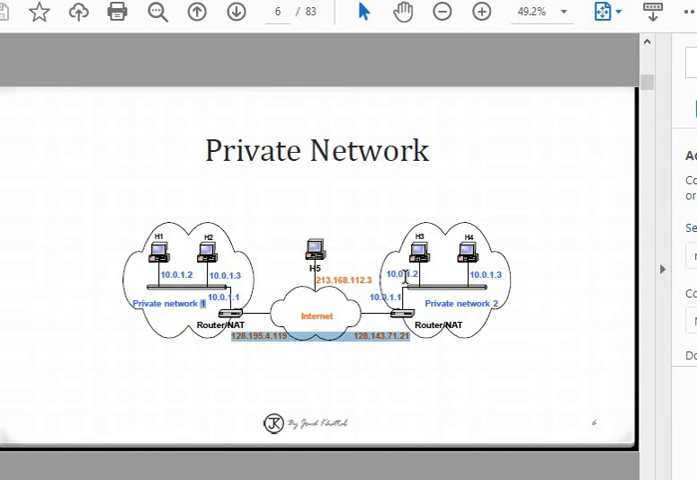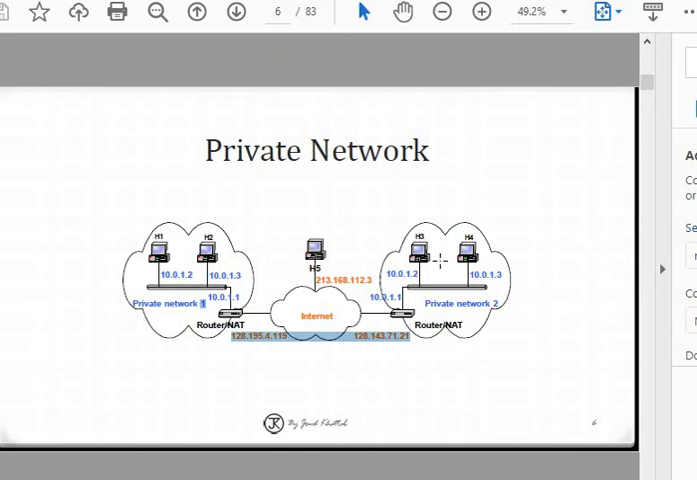So are you getting my point? Yes or no? Ultimately your traffic is passing from private IP to public IP, then public IP to private IP. Yes. So this is a kind of technique called network address translation.